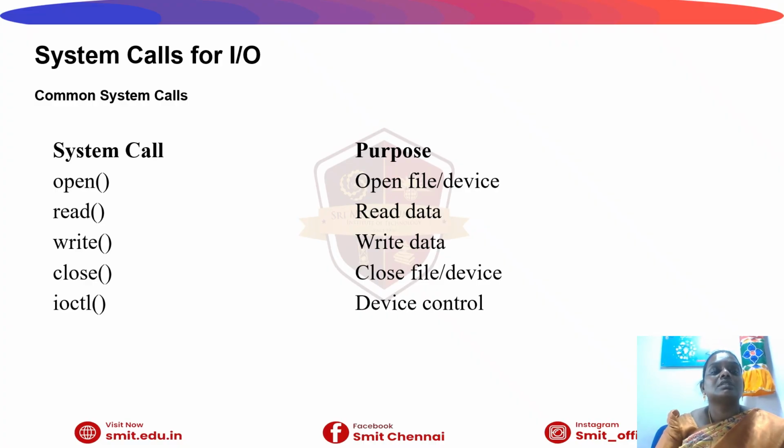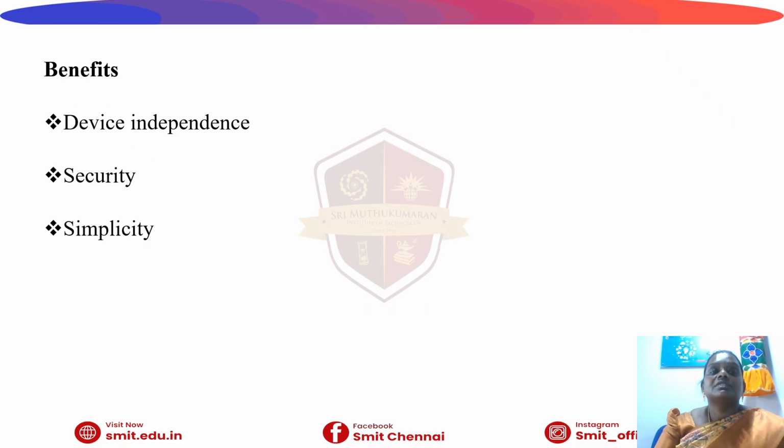And coming to system calls for input-output, system calls allow a user program to request input-output services from the operating system. There are many system calls: open, read, write, close, and IO control. Open is to open a file or device; read and write are for reading and writing data. Close is for closing files. Seek is to move the file pointer, and IO control is for device-specific control. Benefits of system calls are device independence, security, and simplicity.